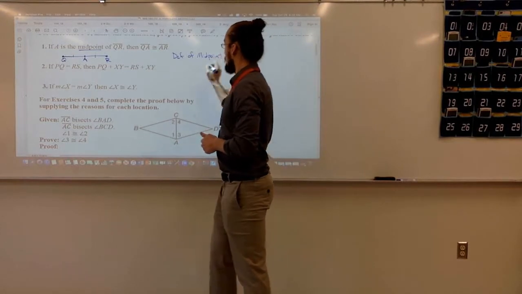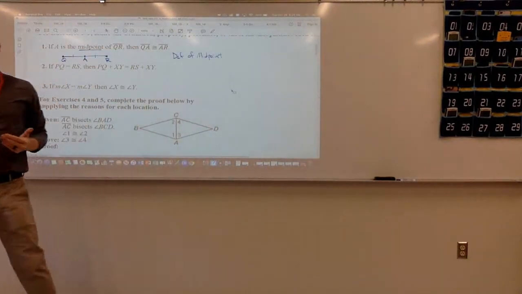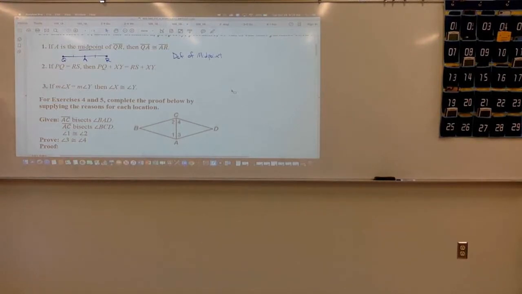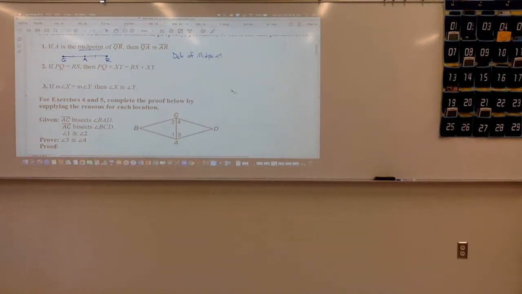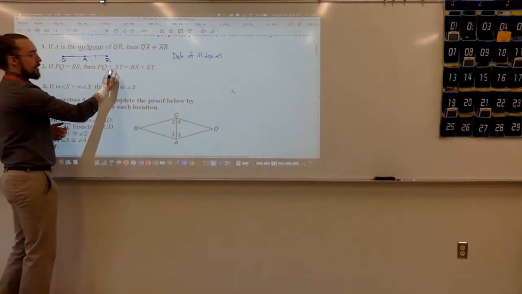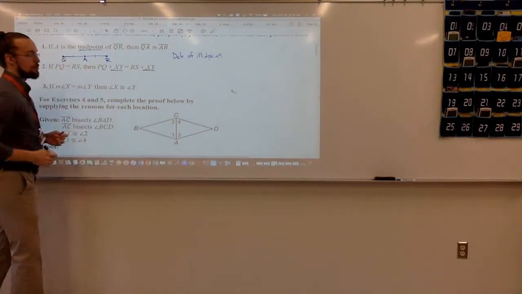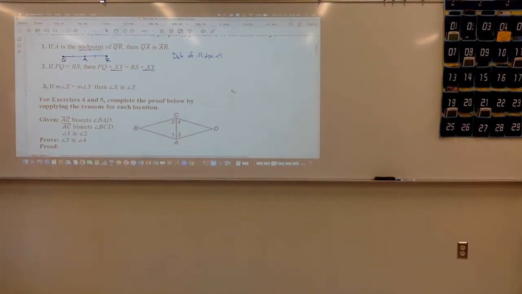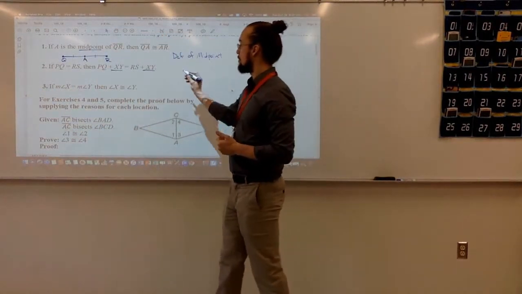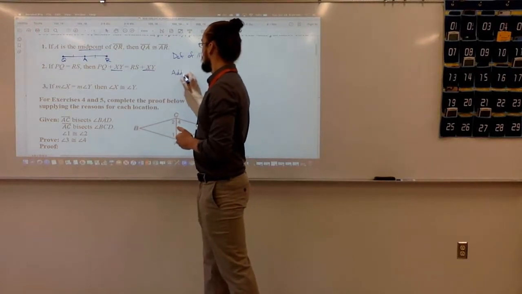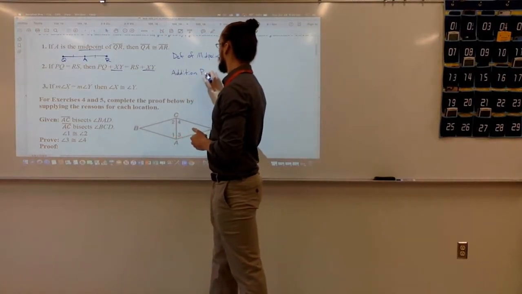Okay, now if we're told that something is a midpoint, usually we're going to use definition of midpoint at some point. Right? Number two, more algebraically. Okay, so we're given an equation. Okay, PQ equals RS. And then if I look at the next step, we're adding the same thing to both sides of the equation. Okay, I'm adding XY to both sides. So if I'm adding the same thing to both sides of the equation, that is the addition property.